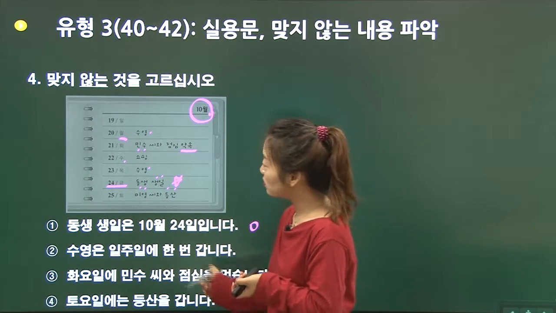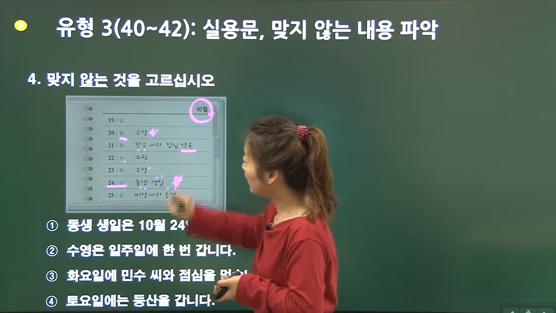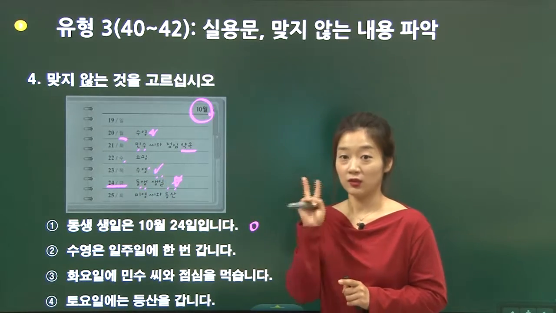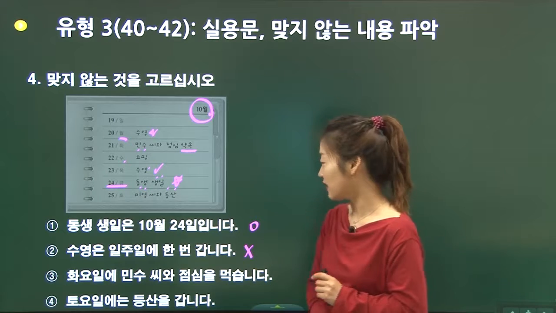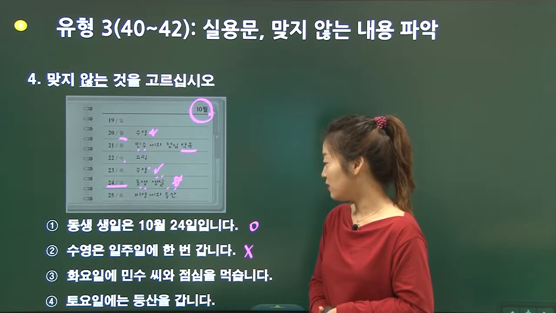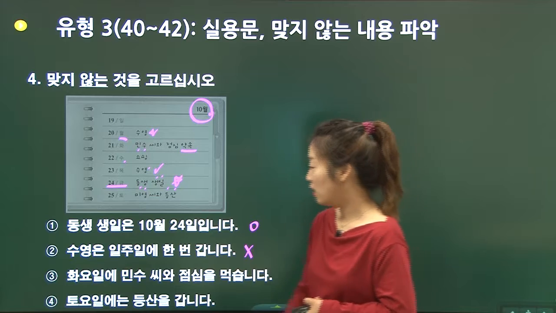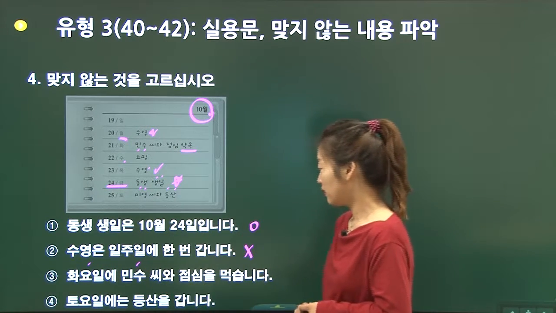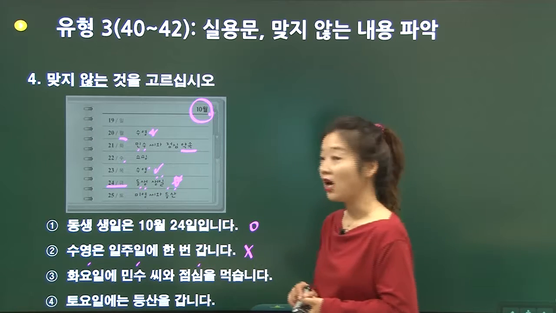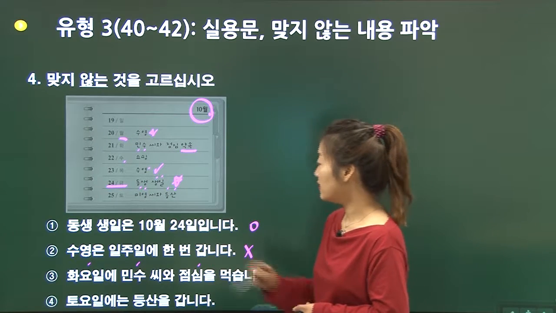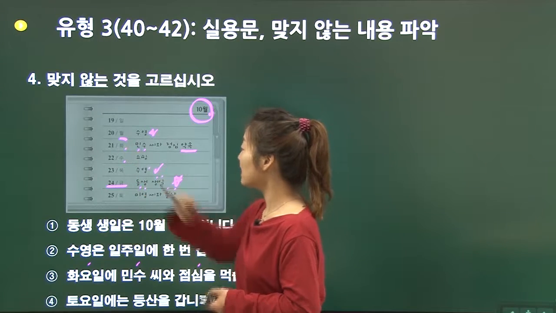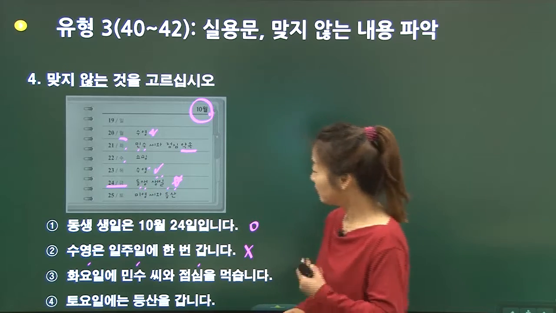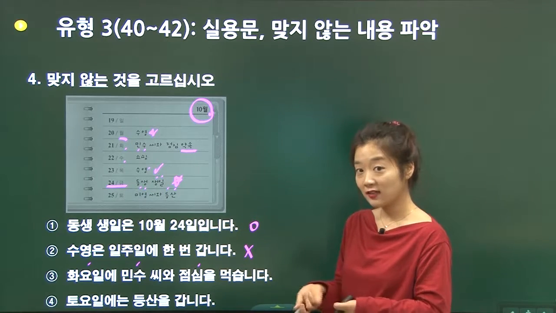I'm going to go swim Monday and Thursday, right? So not once a week, twice a week. So it's not correct. Number three, 화요일에 민수 씨와 점심을 먹습니다. On Tuesday, with 민수, eating lunch, right? Let's see the Tuesday schedule. 화요일, 민수 씨와 점심 약속. So I'm going to eat lunch with 민수.